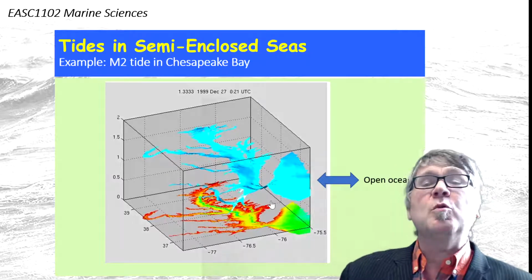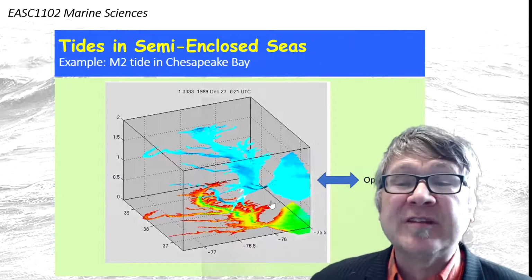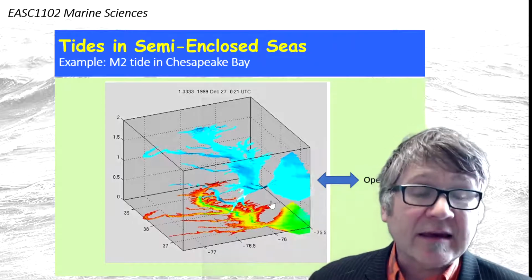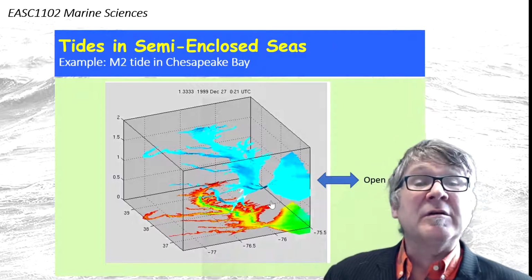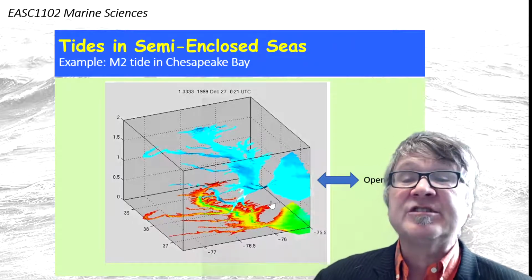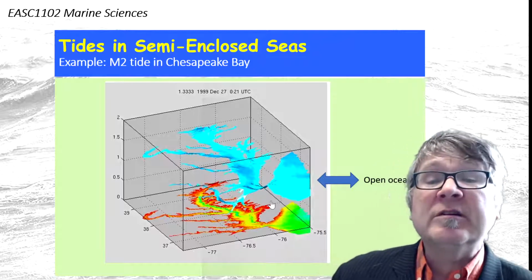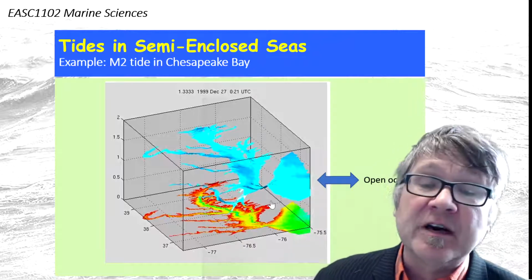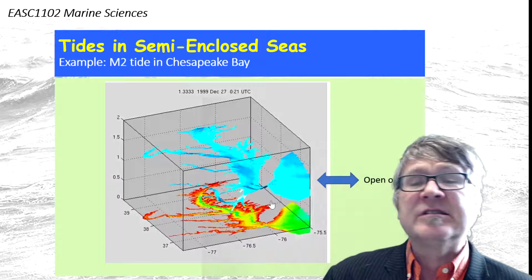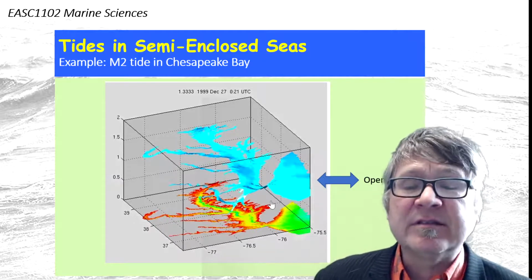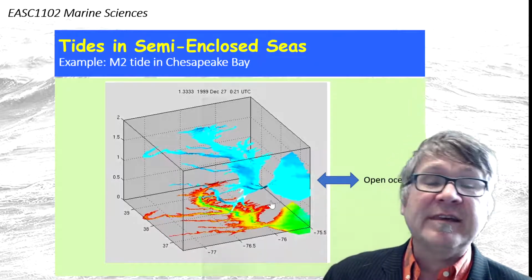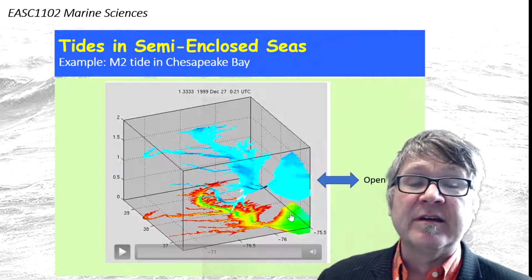So I just want to show you one example of how tides look in an estuary, in a semi-enclosed sea. Okay, and this is Chesapeake Bay, and what's shown here is a simulation of the M2 tide. Okay, you learned about tides. This one is one tidal constituent, and what you can see here is the entrance of the estuary.